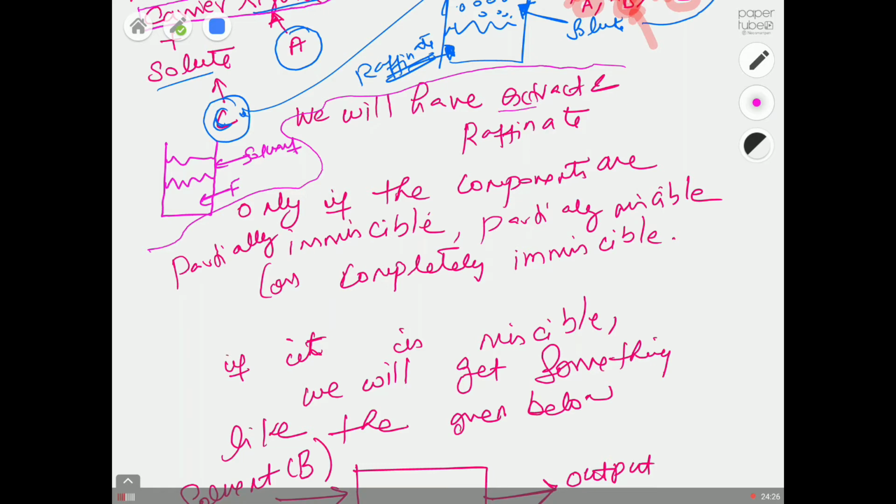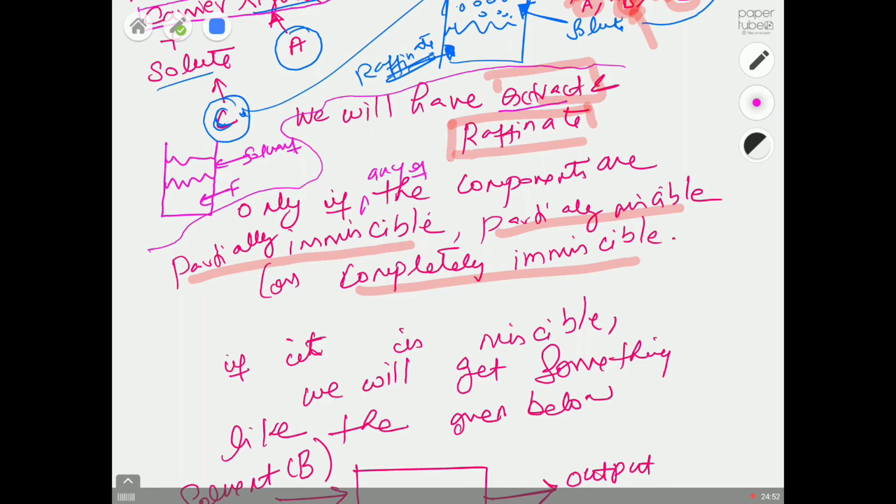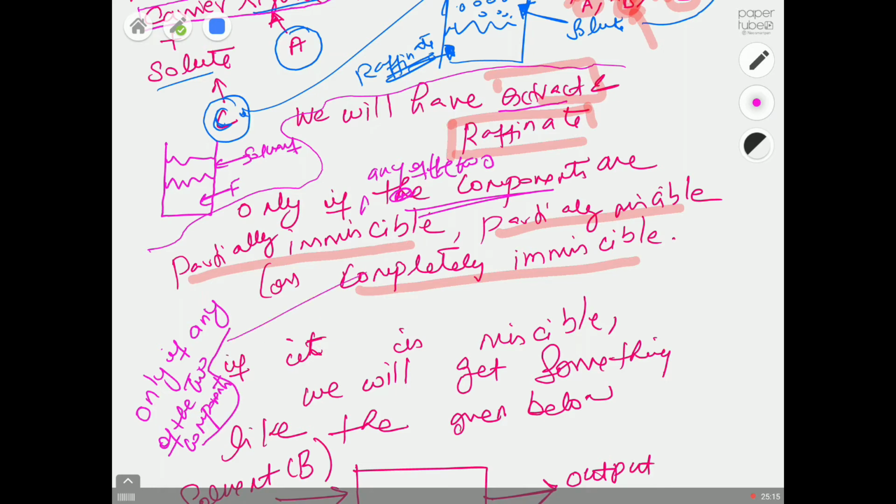And then at the end of your experiment, you will have something called extract and something called raffinate, only if the components are partially immiscible or completely immiscible. To be precise, only if any two components are partially miscible or partially immiscible or completely immiscible. If not, we will not have a clear separation. So that's a must. To have a clear separation, something should be immiscible. So try to remember that.